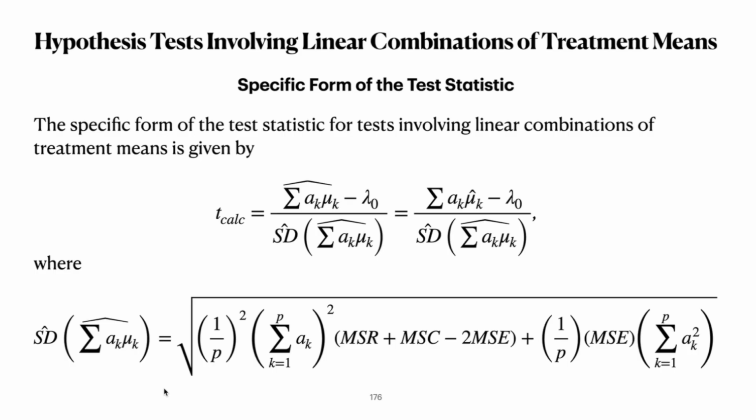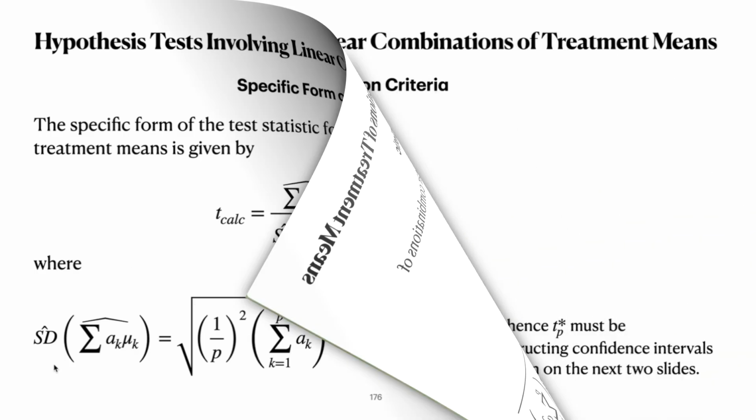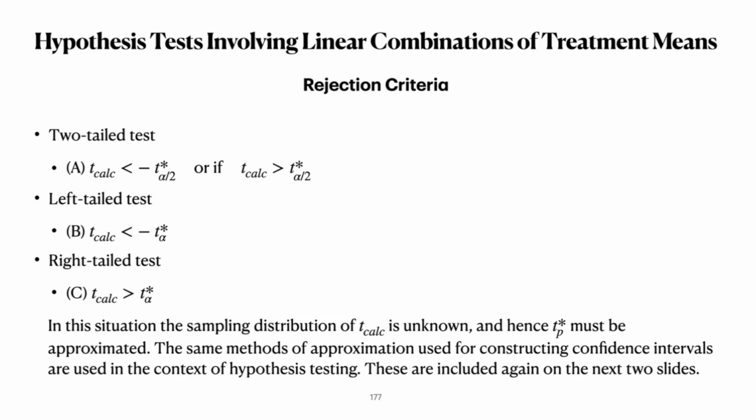And so you can see here that it involves the sum of the a sub k's squared. Let me be very careful how I say that. It's the square of the sum of the a sub k's, and it also involves the sum of the squared a sub k's. In addition, it involves not only the MSE, but also the mean square for rows and the mean square for columns.